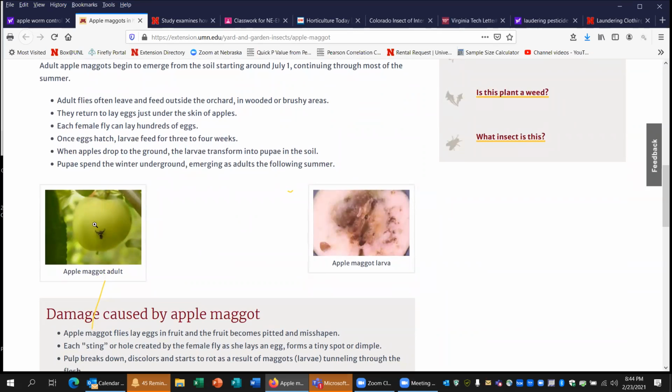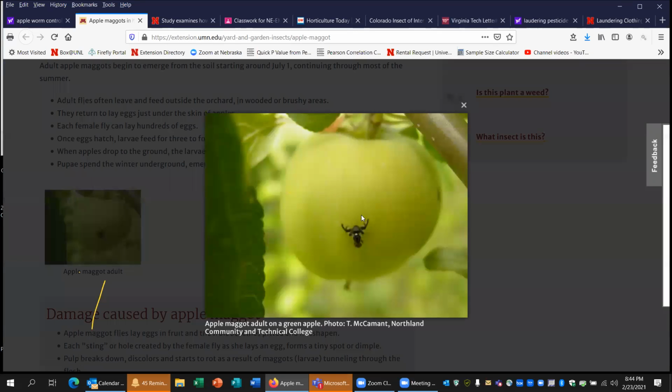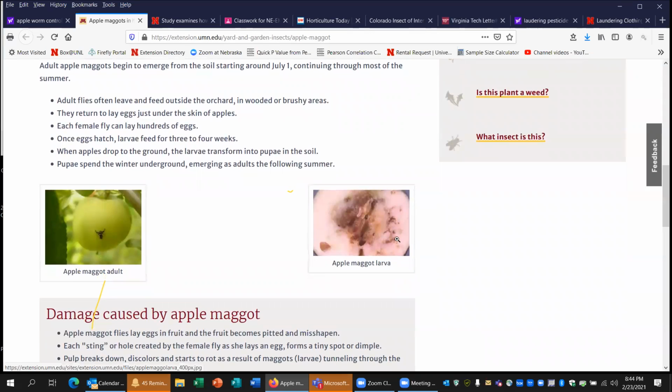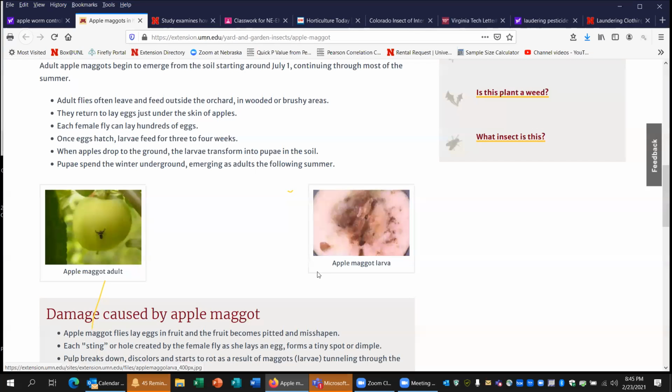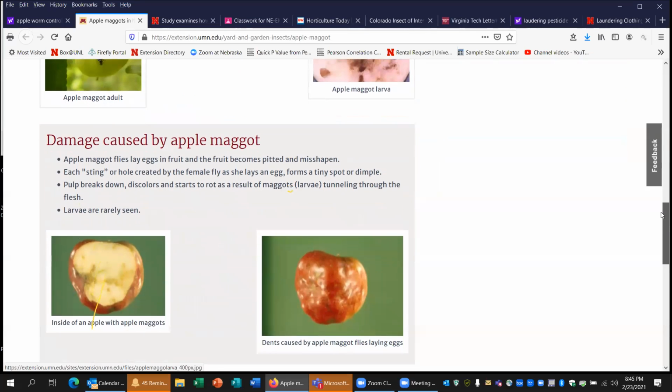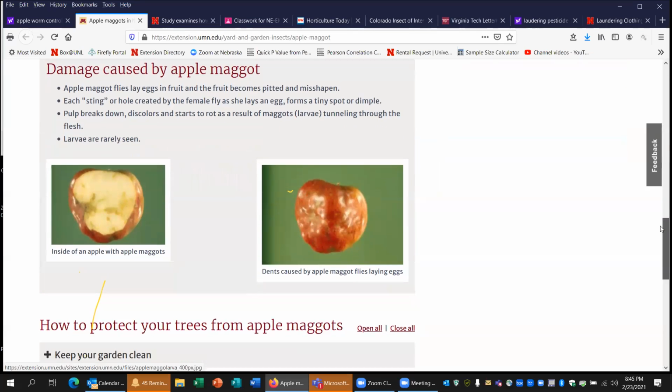It will show you the picture here of the maggot. So like that, we can magnify the picture of the maggot on the apple. And then this is what the larva looks like. So one of the first things in IPM is correct ID. We got to know the correct ID so we know what to do. There's a picture of the apple maggot inside the apple, and it talks about the life cycle of the apple maggot. There's some better pictures.